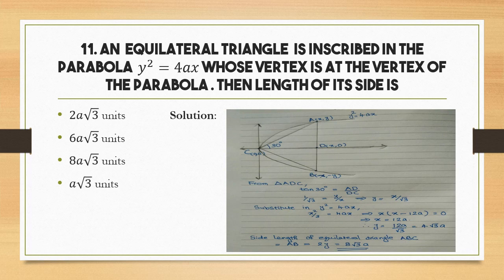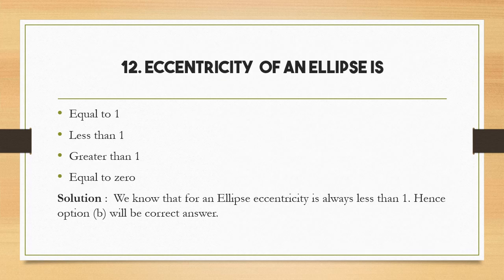Hope you understood. Now I will discuss question number 12. In question number 12, the basic question they have asked is about the eccentricity of an ellipse. We all know that the eccentricity of an ellipse is always less than 1. The options given are: equal to 1, less than 1, greater than 1 and equal to 0. If you directly mark option B, you will get 1 mark in the entrance exam. Very rarely will you get such a question.